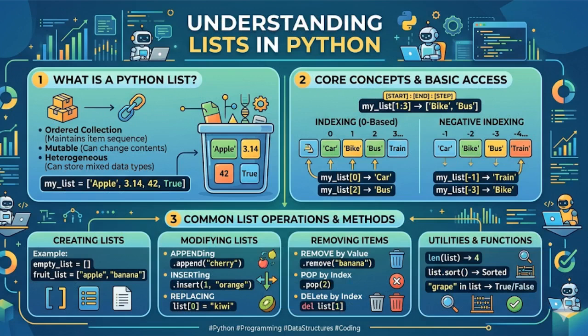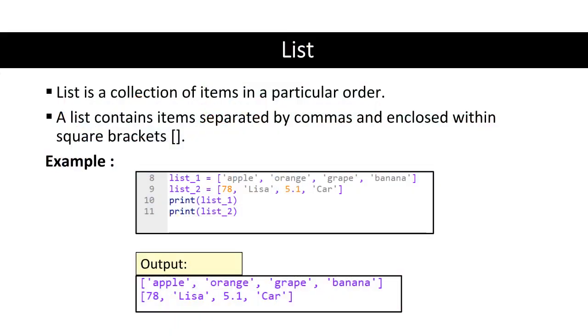In Python, a list is an ordered, mutable, and flexible collection of items. This means we can store different types of data, change values, and manage data easily. Lists are created using square brackets, and each element is separated by commas. A list is a collection of items arranged in a particular order. Each item is separated by commas and enclosed within square brackets. For example, a list can store strings, numbers, or even mixed data types in one structure.